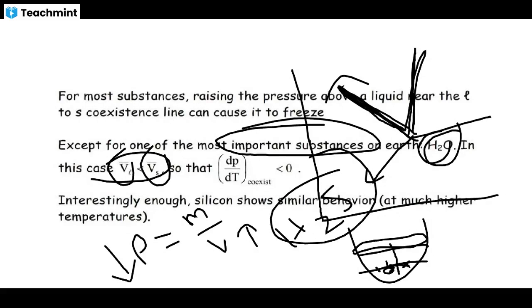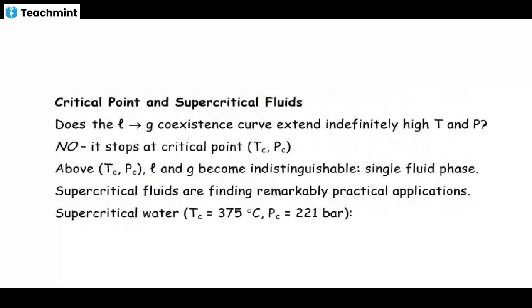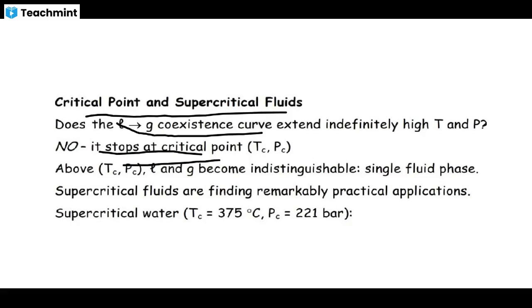Critical point and supercritical fluids. Does the liquid-to-gas coexistence line extend infinitely to high temperature and pressure? No, it stops at a critical point. The liquid and gas coexistence curve stops at a critical point. Above the critical temperature and critical pressure, liquid and gas become an indistinguishable single fluid phase.